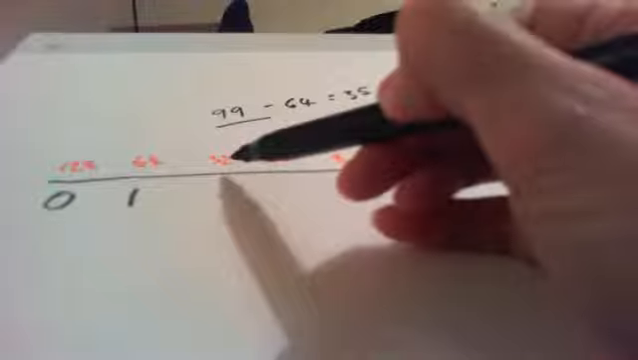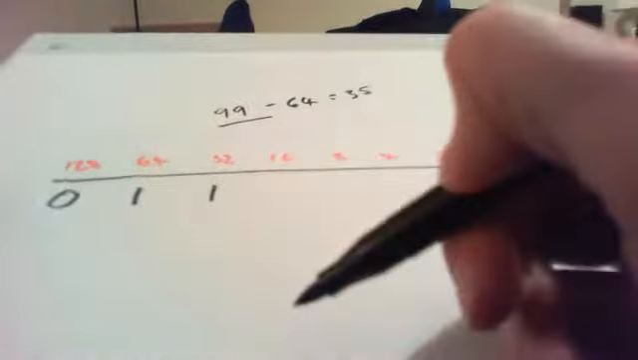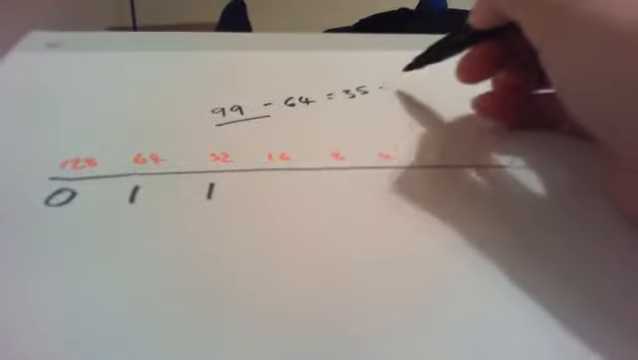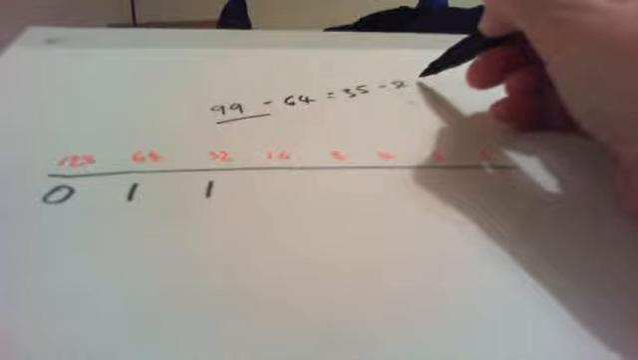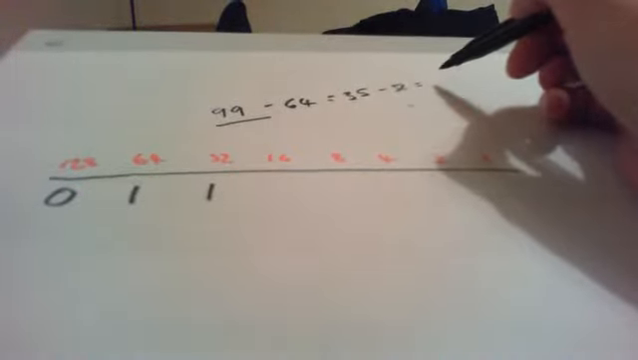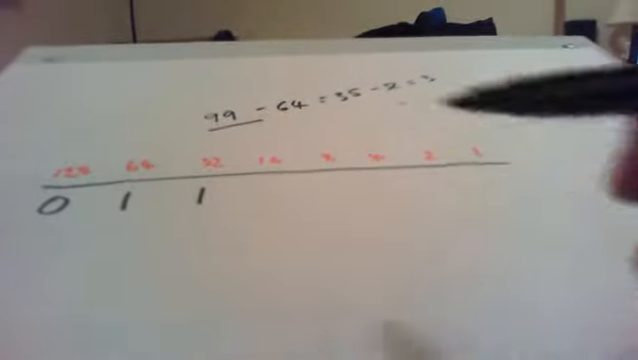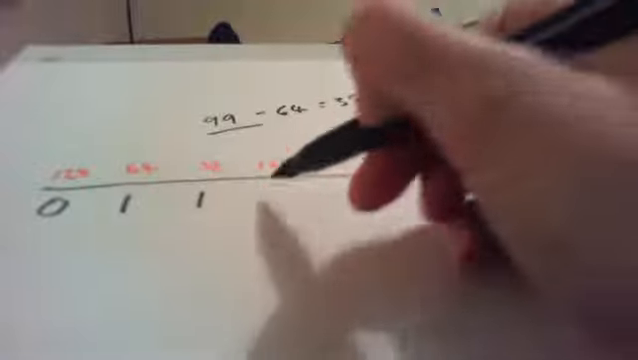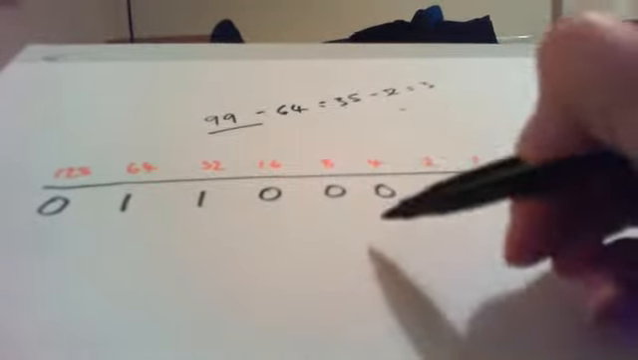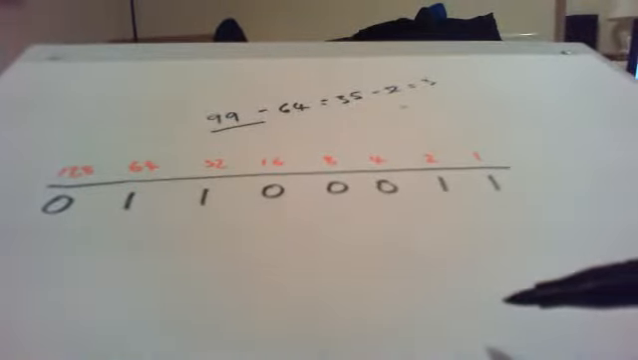Can I take 32 away from 35? Yes, I can. So I'm going to have 1 lot of 32. So if I take away 32 from 35, I'm left with 3. Okay, so I've got 3 left. I can't take 16 away from 3. I can't take 8 away from 3. I can't take 4 away from 3. I can take 2, so I have that. I've got 1 left over, and I've got a 1.